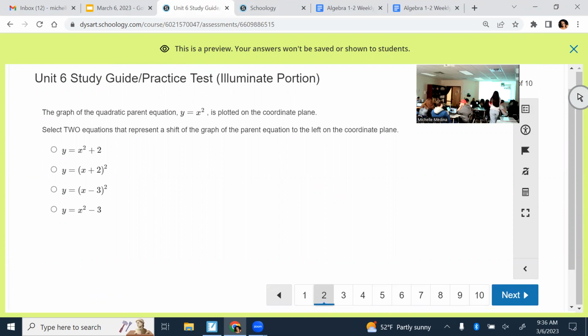So the graph of the quadratic parent equation is this. So remember, that's the most simple one that we can come up with. That's the minimum requirement for it to be a quadratic. Select 2 equations that represent a shift of the graph of the parent equation to the left on the coordinate plane. And that's all it says. It doesn't say down, doesn't say stretch, compress, nothing like that. So do you guys remember what that would do to your equation if there's movement to the left?